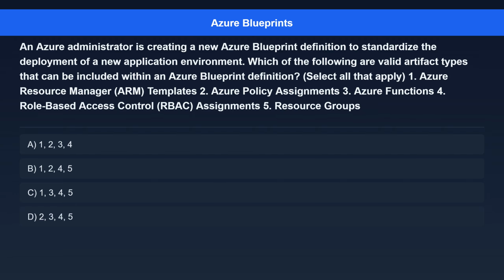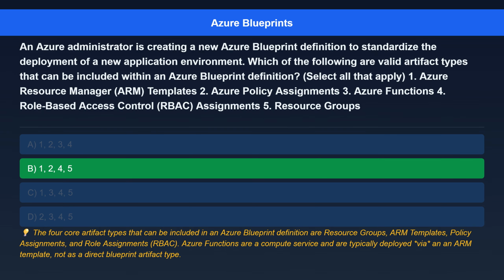2. Azure Policy Assignments. 3. Azure Functions. 4. Role-Based Access Control, RBAC, Assignments. 5. Resource Groups. Option A, 1, 2, 3, 4. Option B, 1, 2, 4, 5. Option C, 1, 3, 4, 5. Option D, 2, 3, 4, 5.